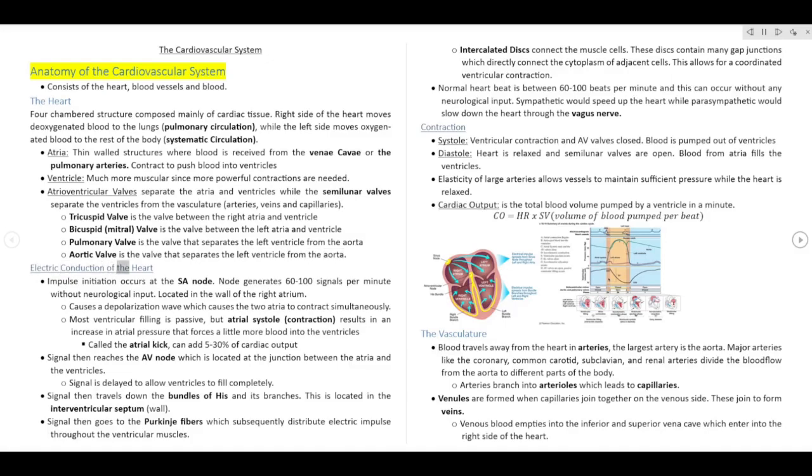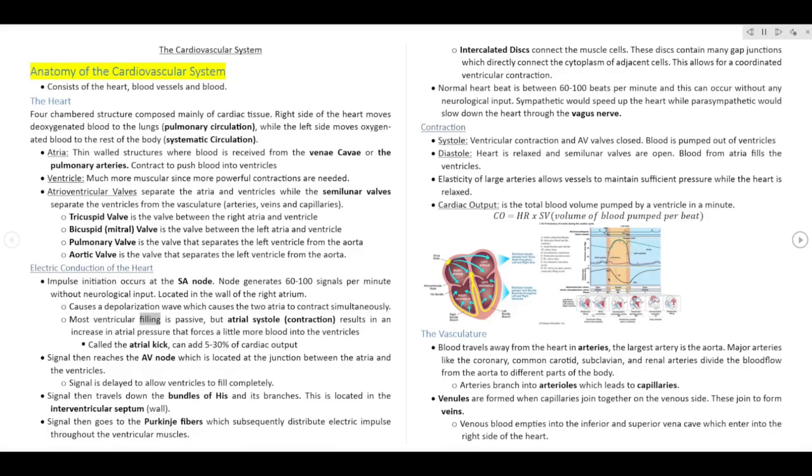Electric conduction of the heart. Impulse initiation occurs at the SA node. The node generates 60 to 100 signals per minute without neurological input. It is located in the wall of the right atrium. It causes a depolarization wave which causes the two atria to contract simultaneously.